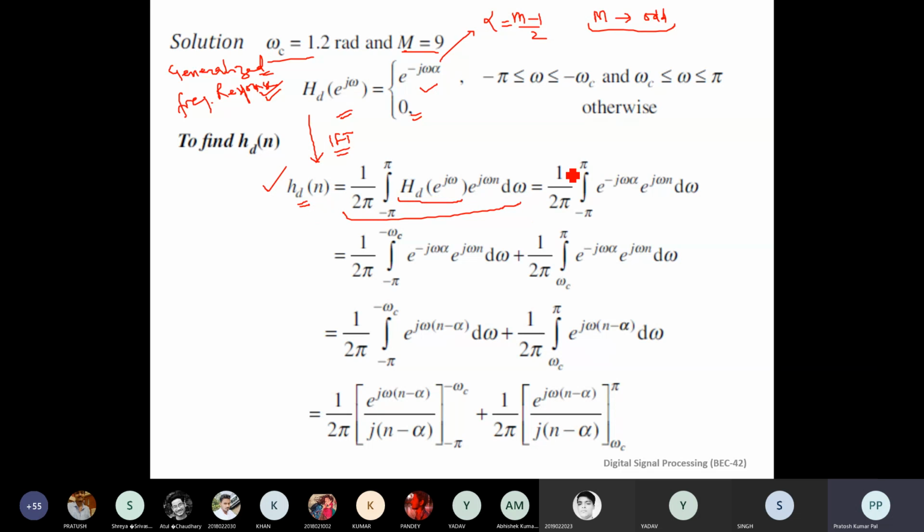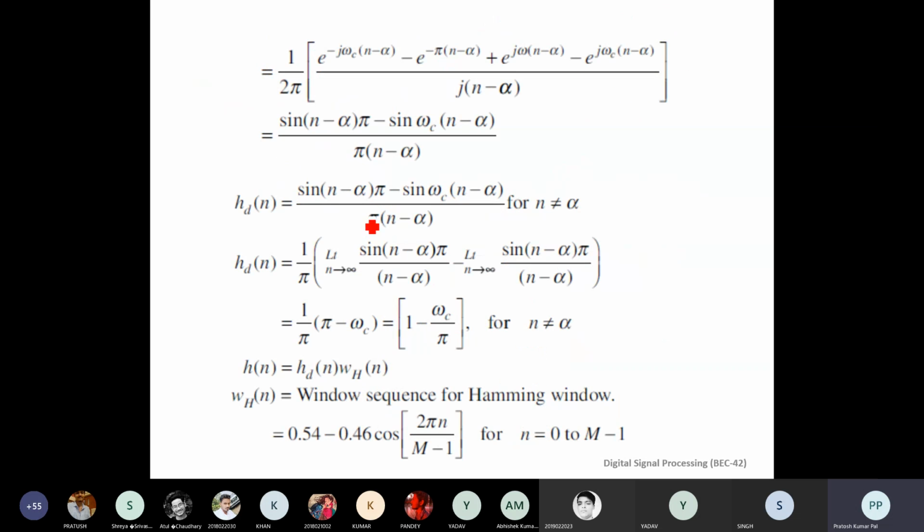After putting in these values, hd of n is defined only in certain frequency ranges, so we break the integral into minus pi to minus omega c, with magnitude e to the power j omega alpha, otherwise 0, and again omega c to pi with magnitude e to the power j omega alpha. After solving and simplifying these terms, we get this expression. Here in the below term it is n minus alpha.